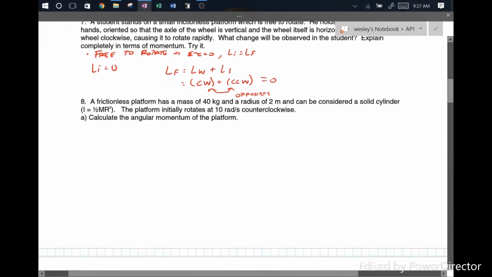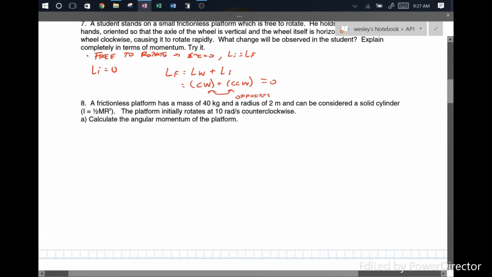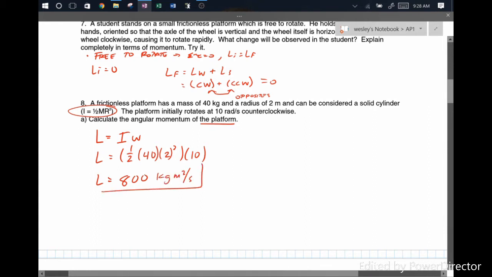All right, so we have a platform that has this mass, this radius. It's a small cylinder, so 1/2 mr squared. The platform rotates at 10 radians per second counterclockwise. So this is a platform, an object spinning about an axis. We're going to use I omega. So L is going to be equal to I, which is 1/2 the mass, 40, times the radius, 2 squared, times omega, 10 radians per second. So that comes out to be 800 kilogram meters squared per second. That's the angular momentum of the platform before anything happens.